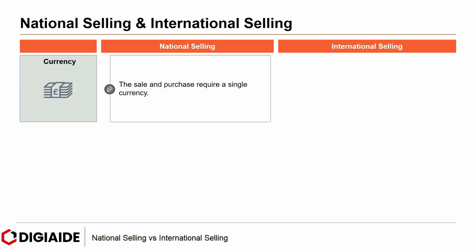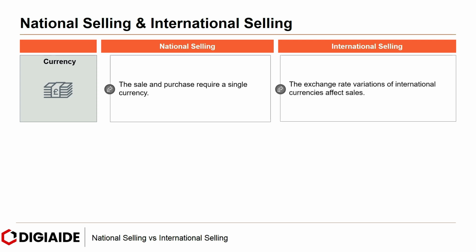Next, currency. The sale and purchase require a single currency in national selling, whereas in international selling, the exchange rate variations, or I would say fluctuations of international currencies affect sales.